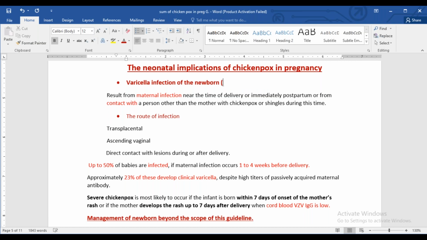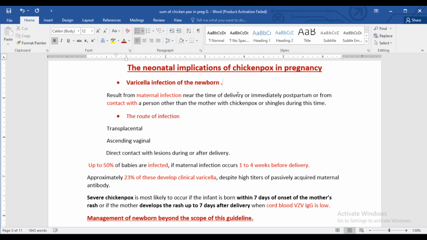This should be congenital with the fetal varicella. Okay, so the varicella infection of the newborn comes from the maternal infection near the time of delivery. If the mother catches the infection near the term or immediately postpartum, even from contact with the mother, the baby will get the infection from the mother, or from contact with anyone else within 7 days after the delivery, whether he contacts some stranger with shingles, with chickenpox, whatever.